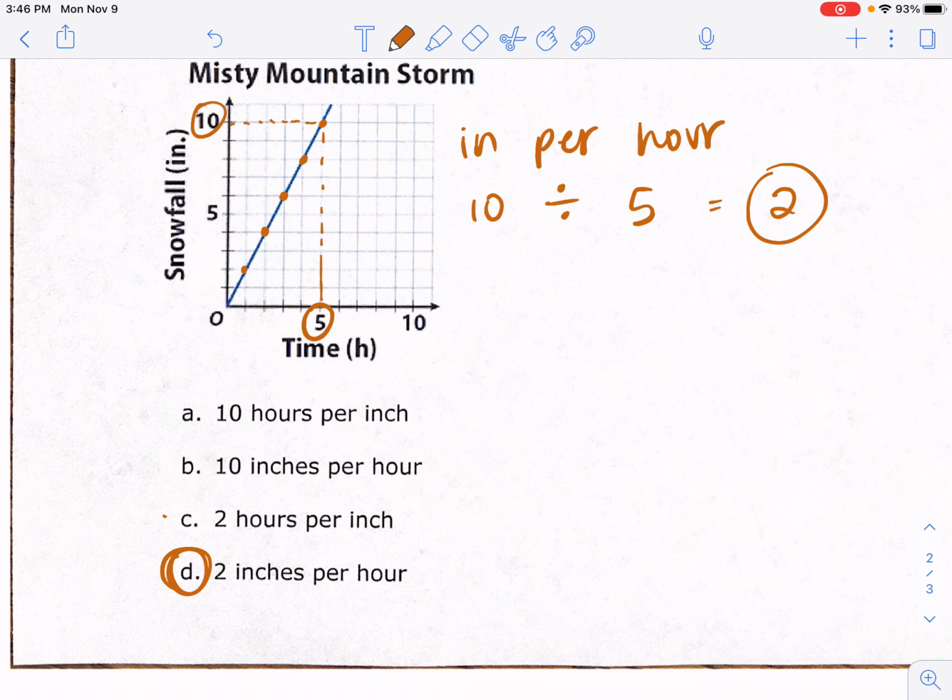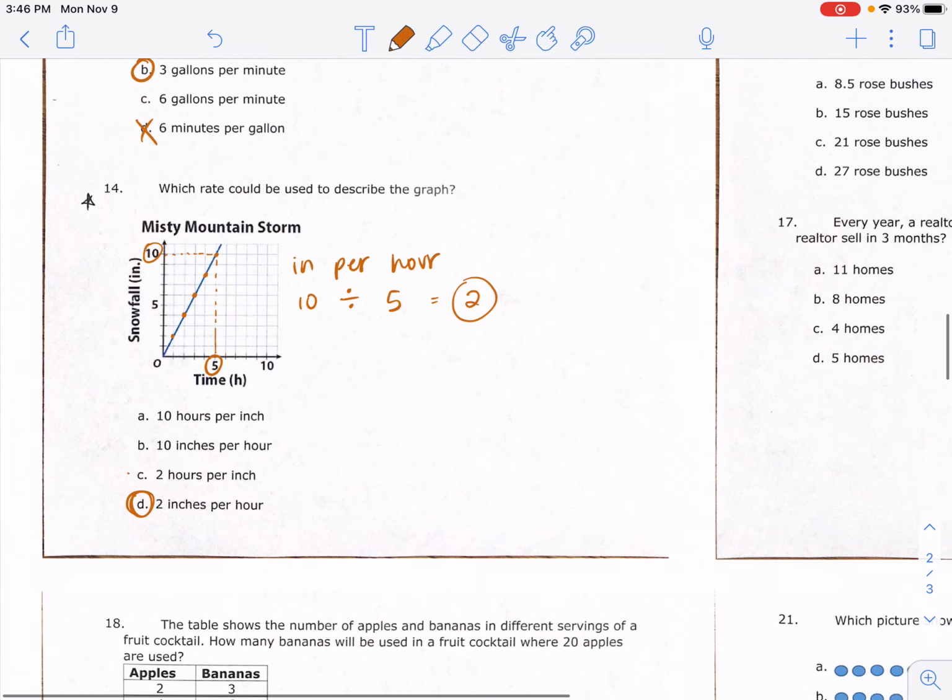If I was going the other way, if I divided by 10, it'd be 1/2. But since half hour per inch is not an option, my answer is D.